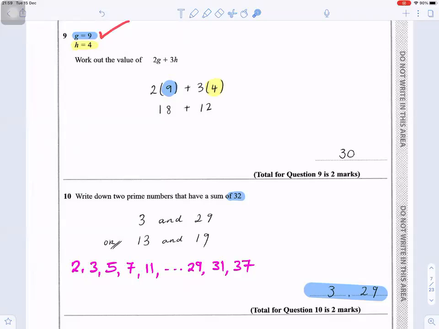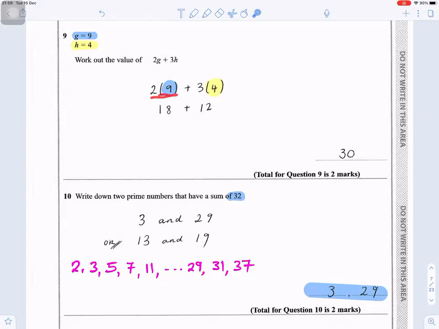G is equal to 9, H is equal to 4. Work out the value of 2G plus 3H. What they're asking you to do is to substitute in the value for G. G is 9. You replace G with 9 and replace H with 4. So it is 2 times 9 plus 3 times 4.